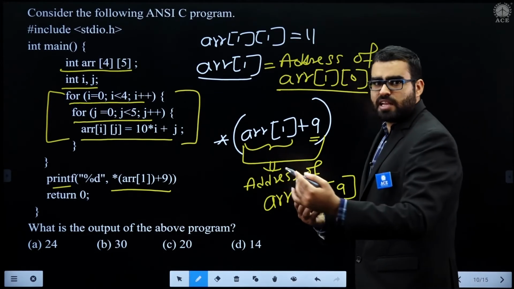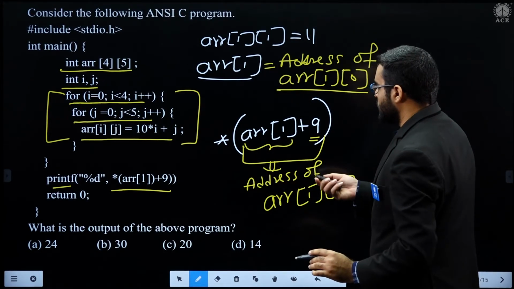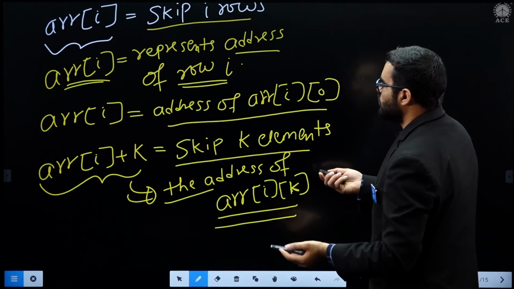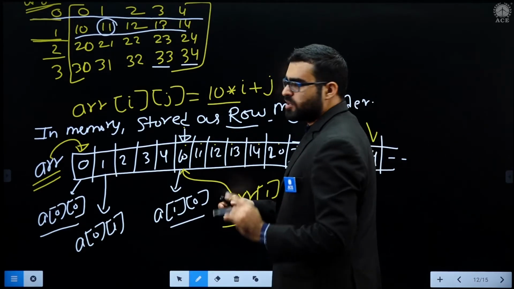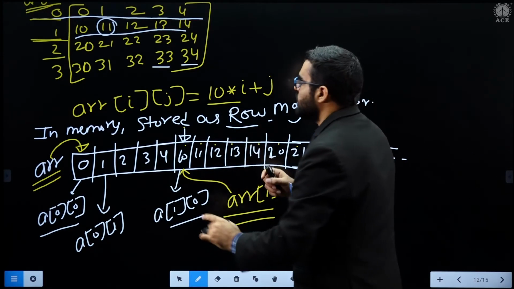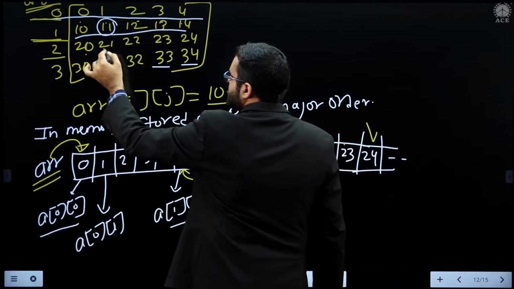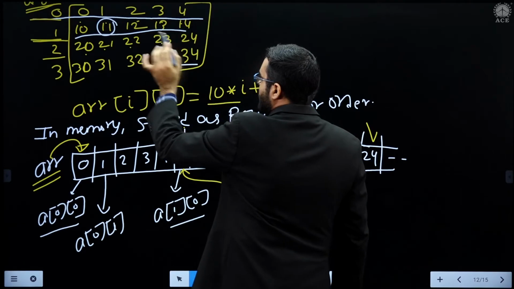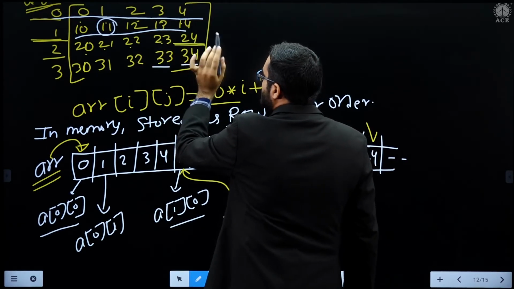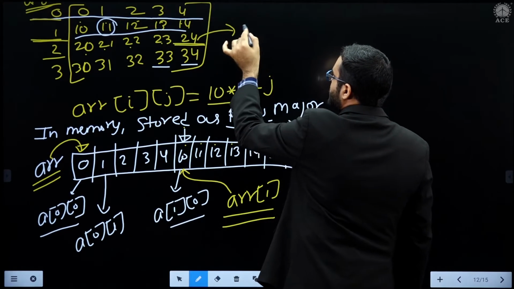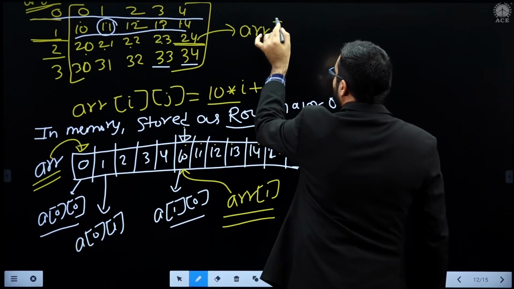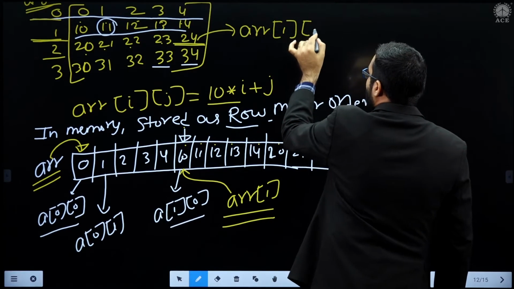Basically skip 9 elements, arr of 1, 9. What is 1, 9? There is no 1, 9, right? So 1, 9 means skip 9 elements. Here 1, 2, 3, 4, 5, 6, 7, 8, 9. Skip 9 elements. So this is basically your arr of 1, 9.